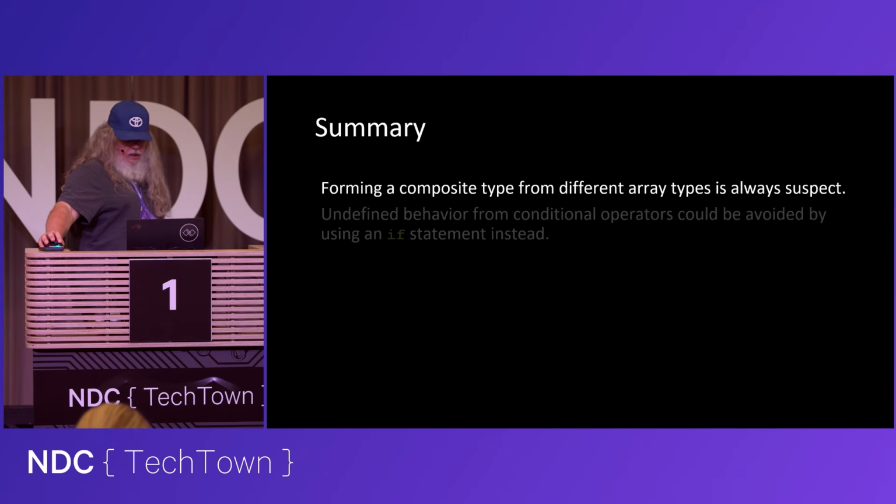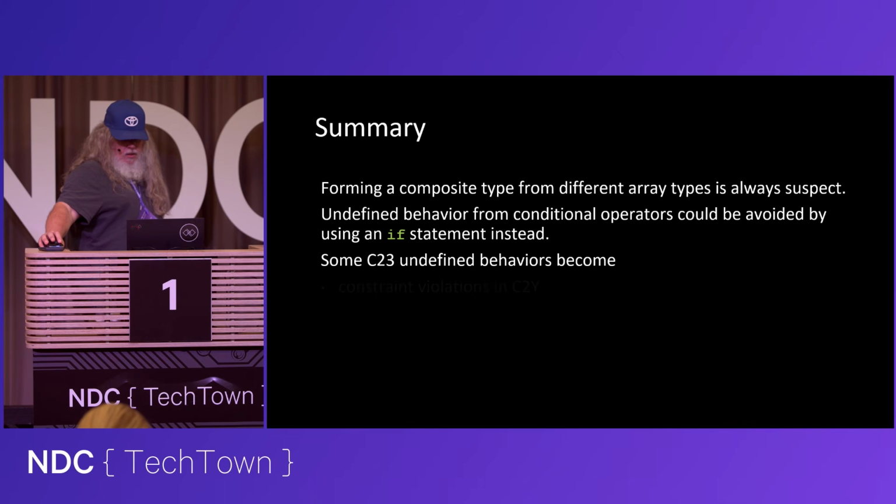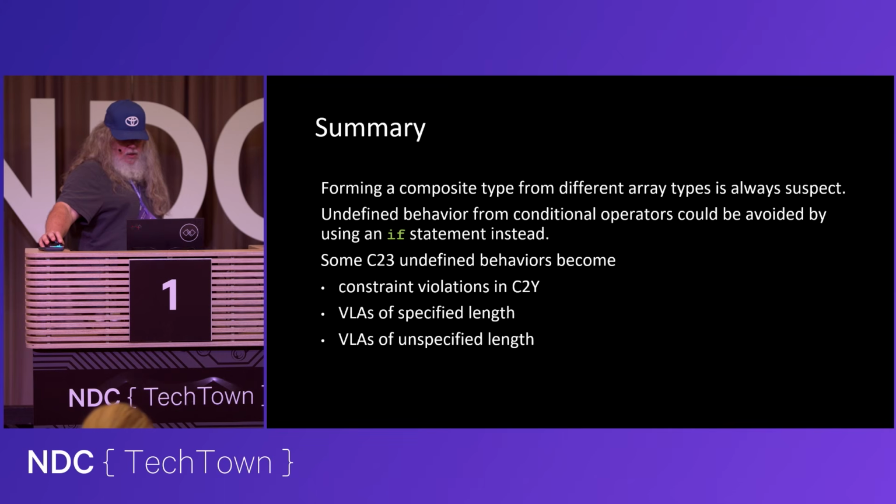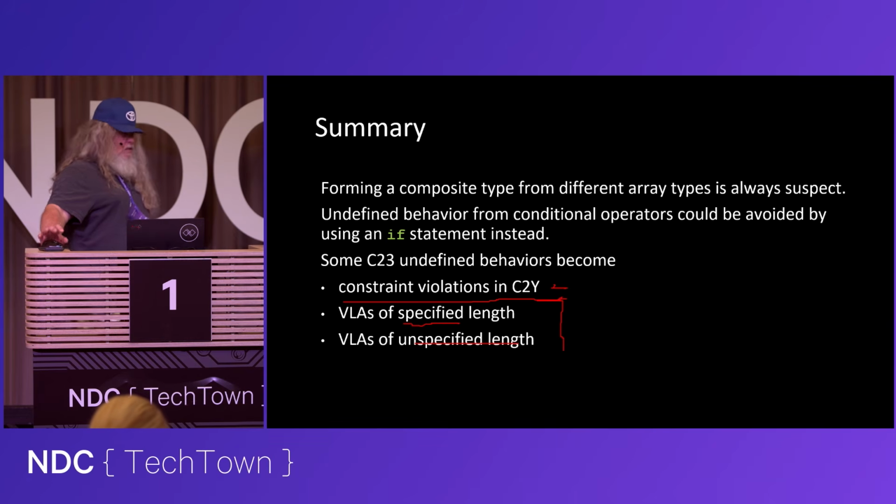I'm jumping a bit here, but in C23, when you have an array whose size is unevaluated, that's now going to become a constraint violation. And for the other two cases, you're going to get a known size. So it's either going to be a VLA of specified length or unspecified length, depending on the case in that matrix.